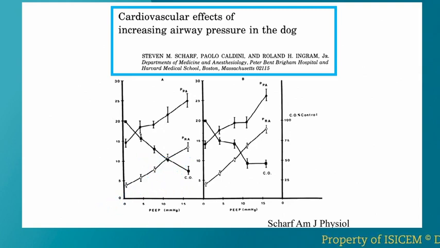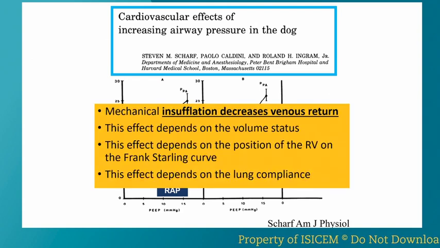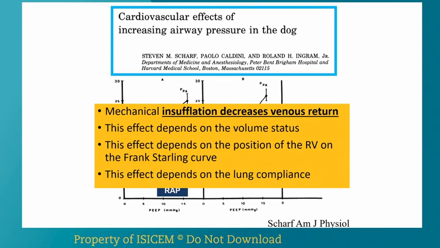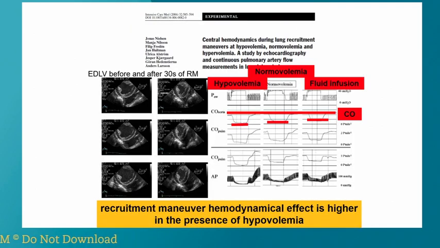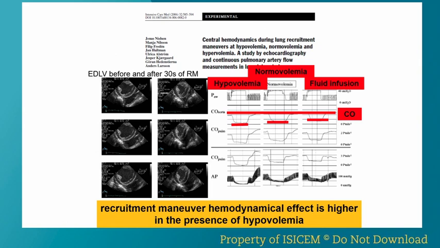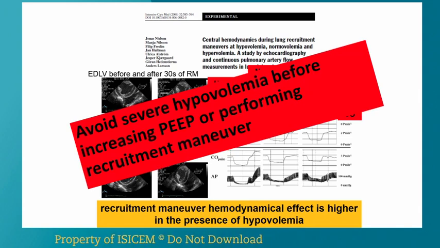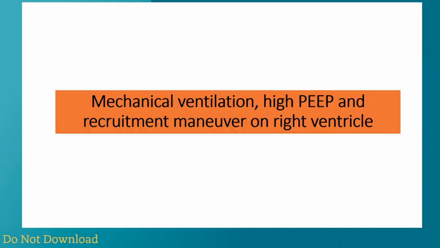And by increasing the right atrial pressure, of course, you will decrease the venous return. It was well demonstrated. But this effect, of course, depends on the volume status, on the effect on the right ventricle Frank-Starling curve, on the lung compliance. And look at that. If you apply a recruitment maneuver in patients with hypovolemia, you have a real drop in the cardiac output. In contrast, in patients with a normal volemia, or if you infuse some fluid to the patient, the effect of the recruitment maneuver will be huge if you do it in a patient with hypovolemia. Then you have to avoid severe hypovolemia before increasing PEEP or performing any recruitment maneuver.